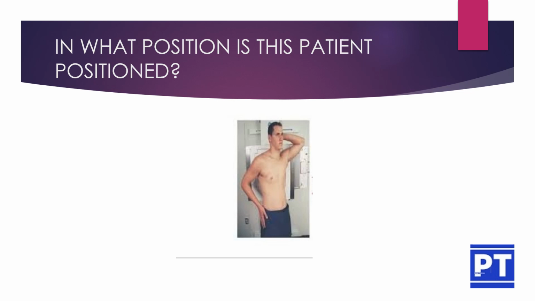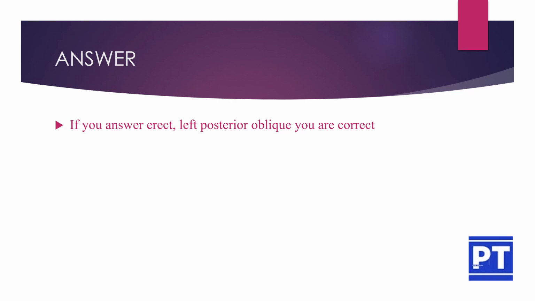In what position is the patient positioned? Will you be able to identify? This is the image receptor and one side of the patient is in contact with the image receptor, the patient's posterior aspect is in contact with the image receptor, and the central ray is entering through the anterior aspect. So if your answer is erect left posterior oblique, then you are correct.